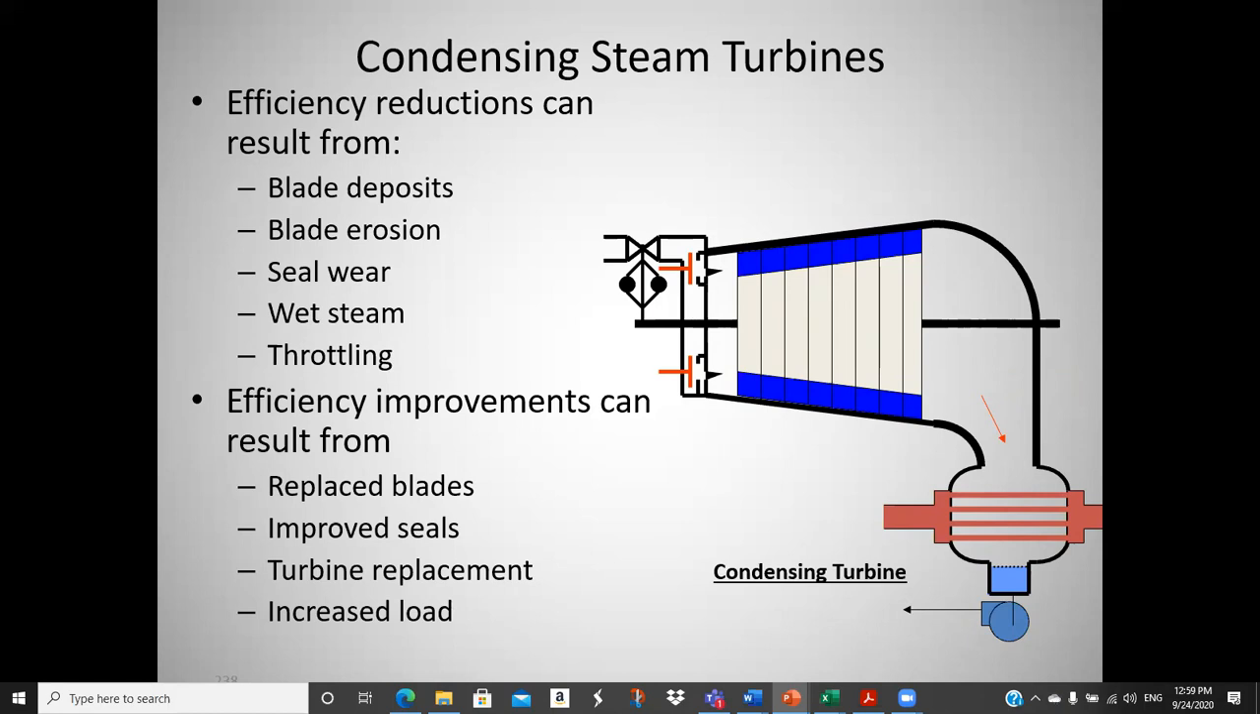If you use throttling type control valves to control the amount of steam that goes through, there can be losses associated with those. Efficiency improvements can result from reblading. The blades could be damaged, or every so often they come up with a better design that is a little more efficient, and you could get more power out. You can improve seals to reduce the leakage, replace the whole turbine, or increase load. At or close to rated loads, these things have better efficiencies.